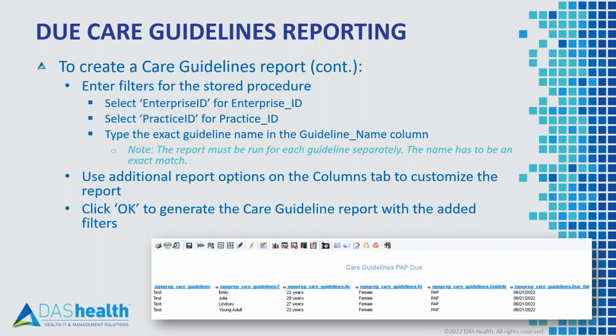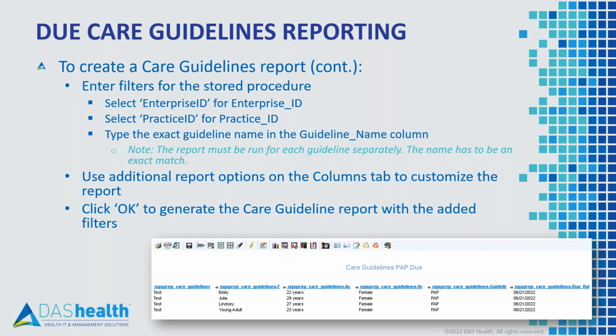So a couple of things I want to point out with this report. First, it does at this time have to be run separately for each guideline. So if you try to put in multiple guideline names, like with commas or something like that, you will get a blank report. Also, the name has to be an exact match. So that's something important that if you look under that system practice template, you can see exactly how you named it. For example, PAP versus PAP smear. It's that specific in order to have the results come up.